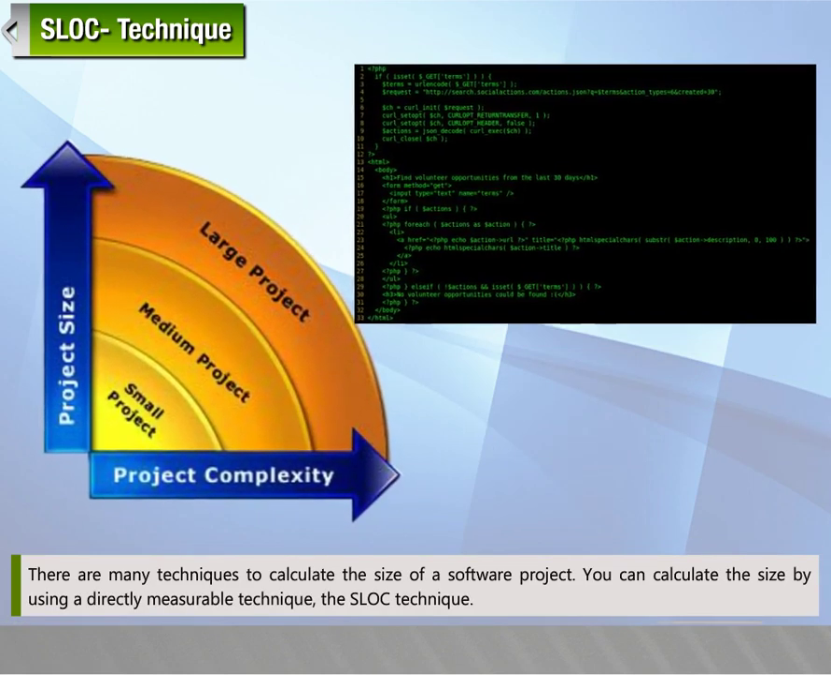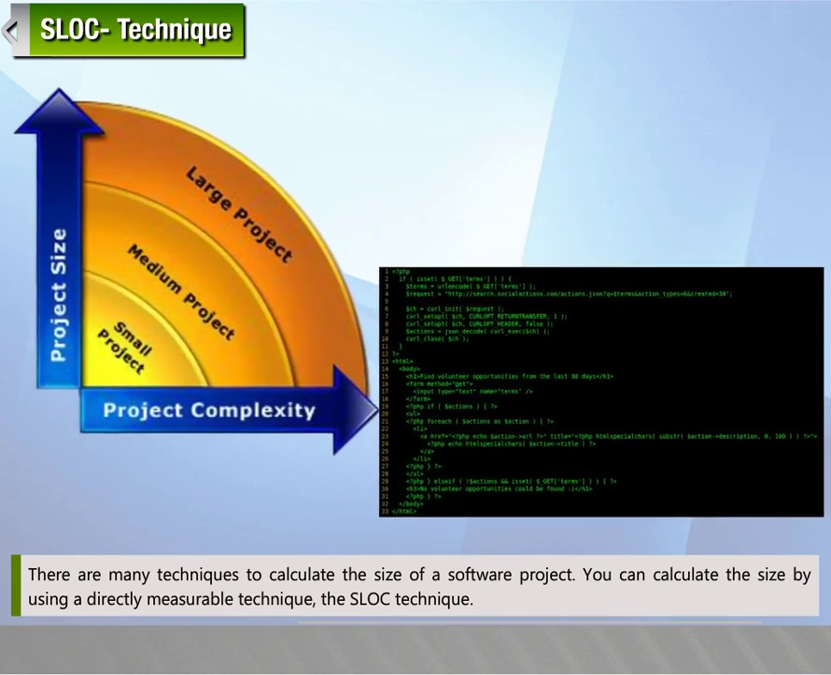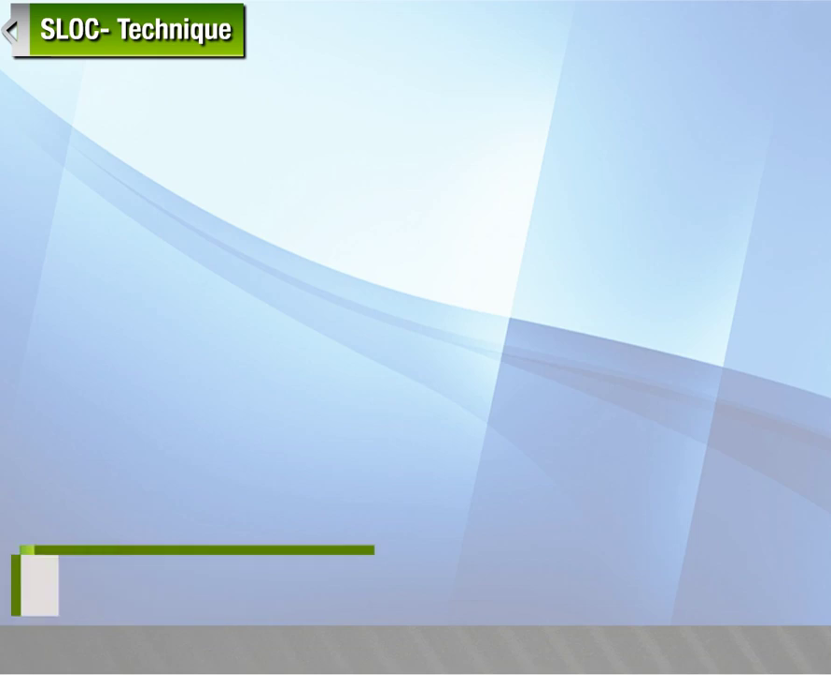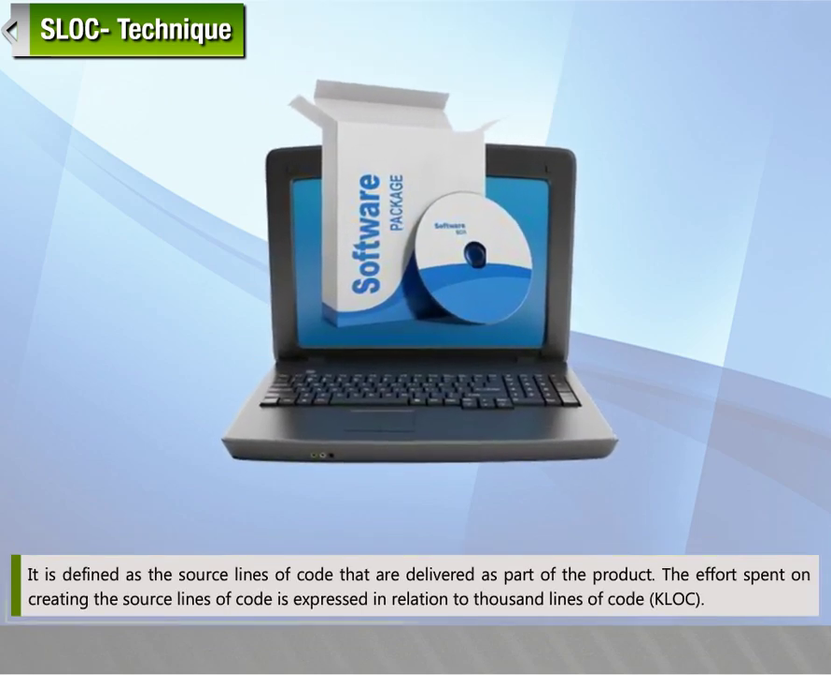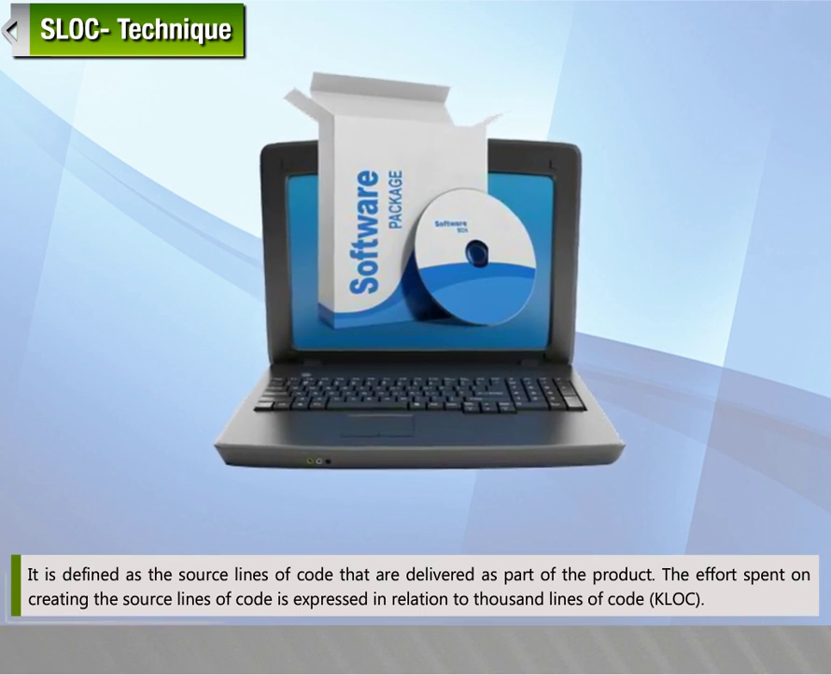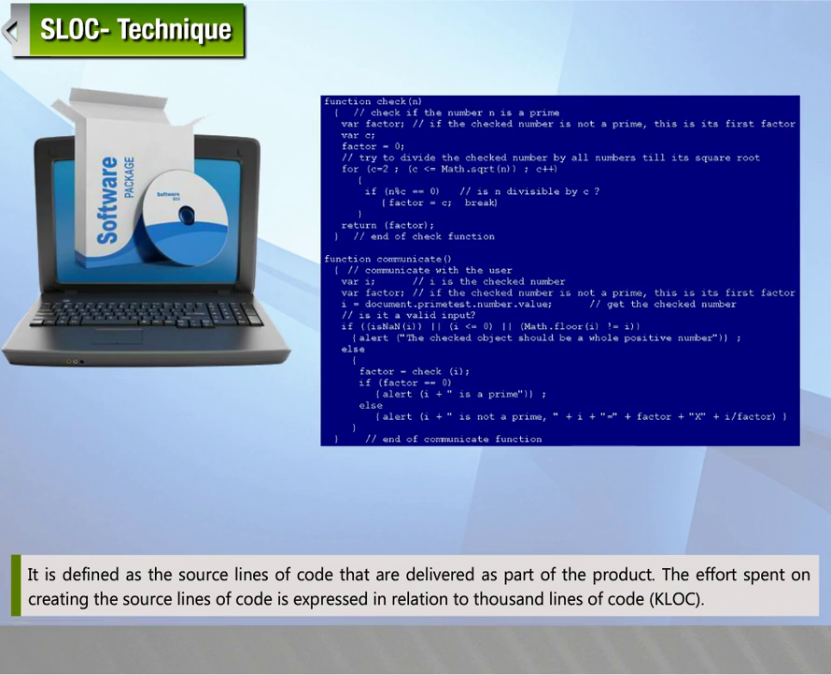You can calculate the size by using a directly measurable technique, the SLOC technique. It is defined as the source lines of code that are delivered as a part of the product. The effort spent on creating the source lines of code is expressed in relation to 1000 lines of code, that is KLOC.